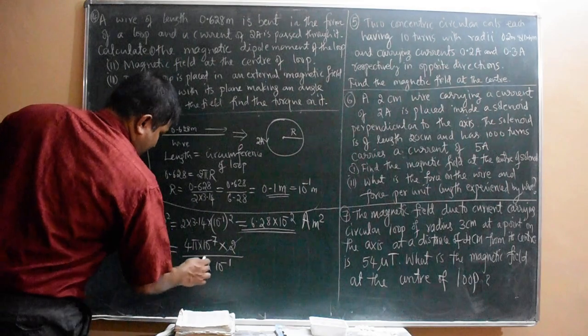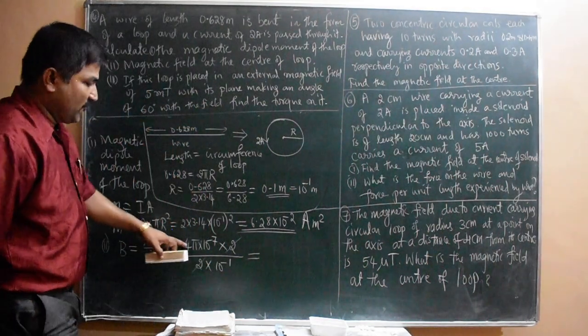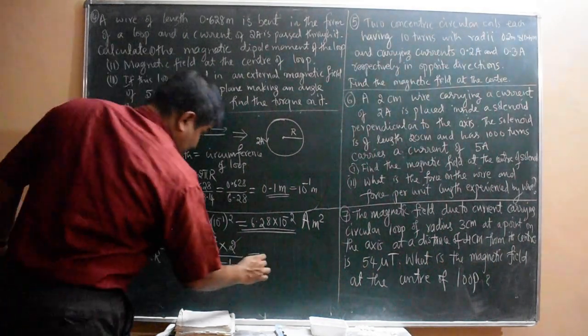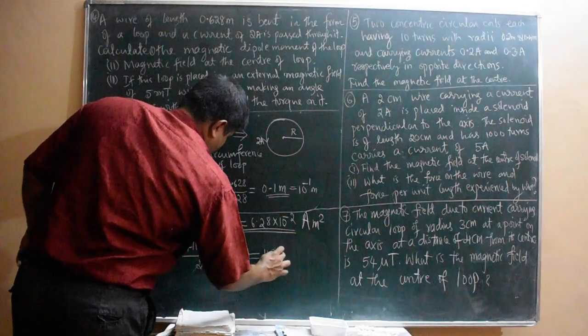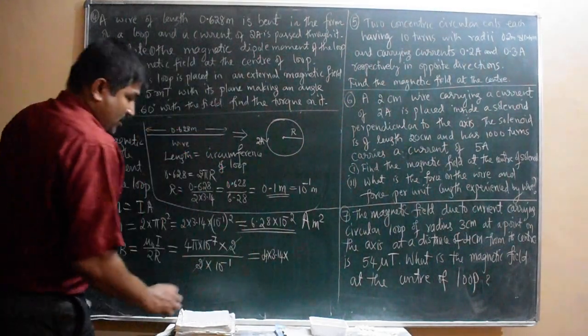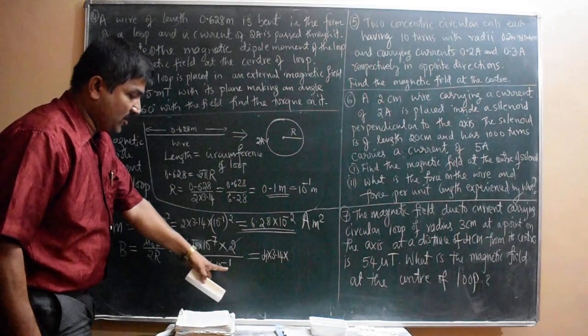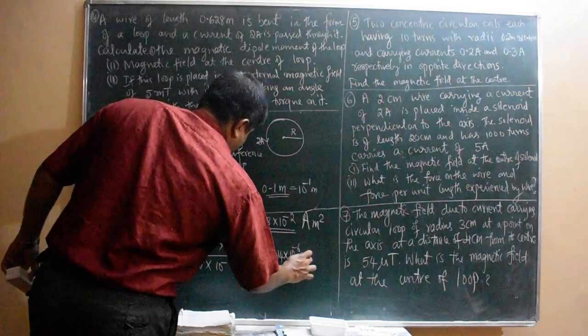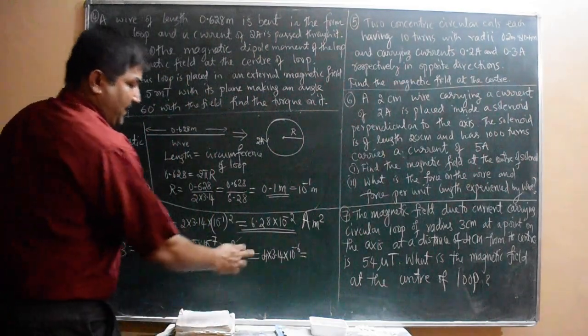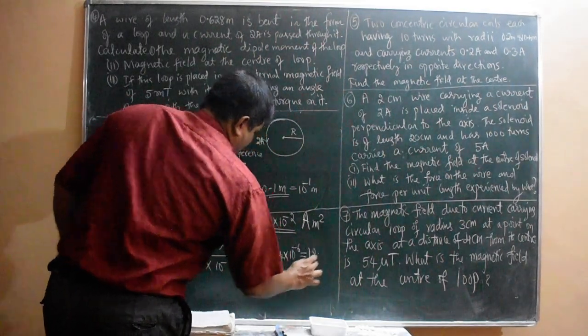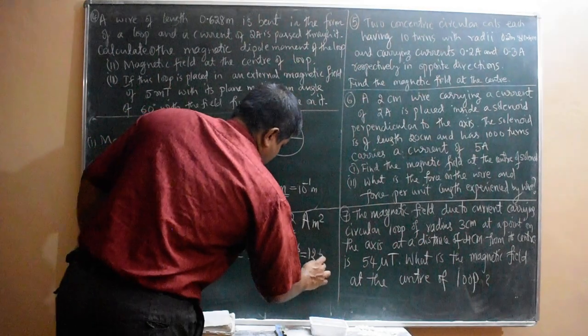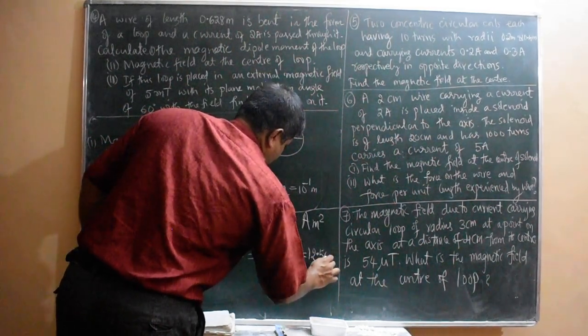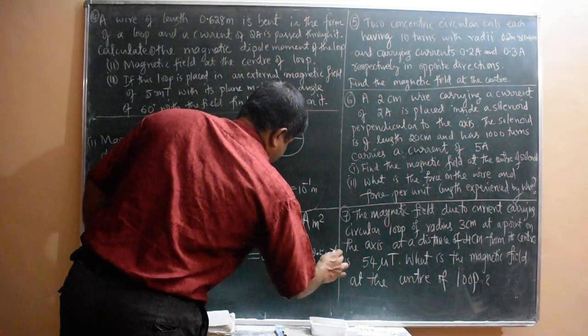Now you see 2 and 2 cancel. What remains? 4 pi. 4 into 3.14 into 10 power minus 7. Denominator 10 power minus 1. So 10 power minus 6. So this is the answer. We can now multiply this. It comes to 12.56 into 10 power minus 6.